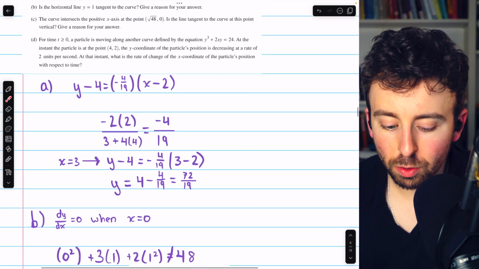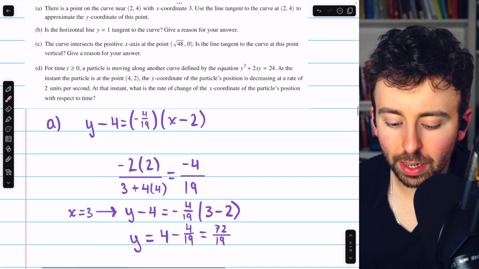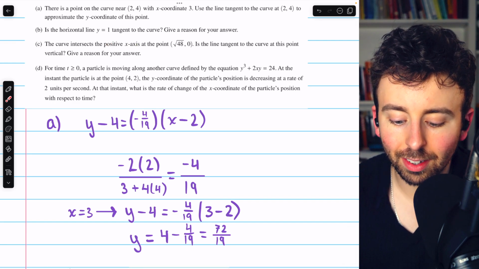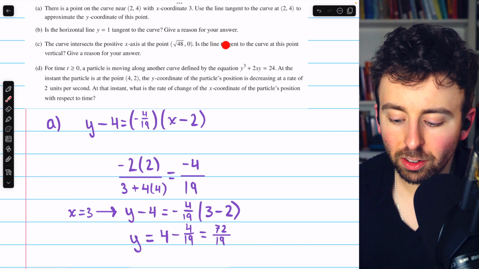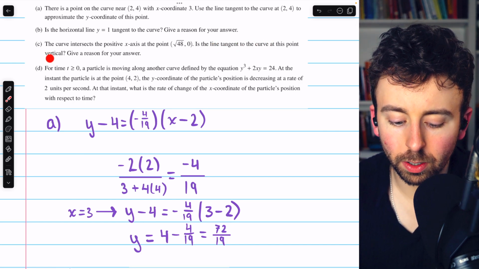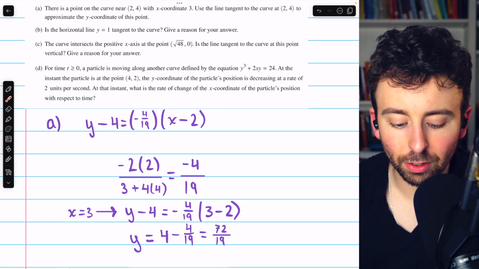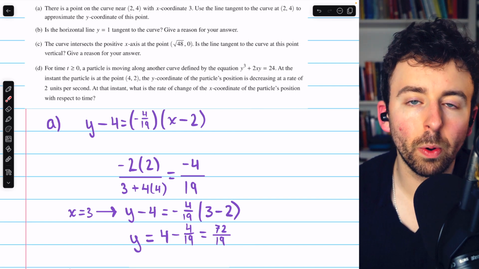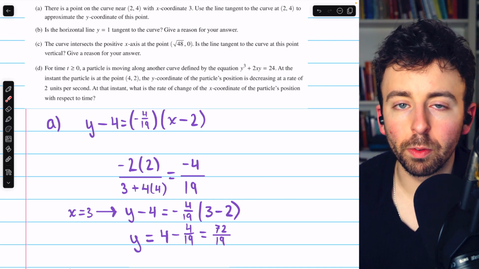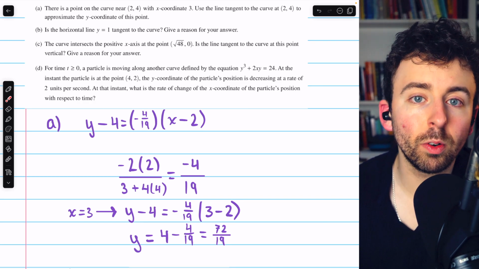All right, let's move on to part C. The curve intersects the positive x-axis at the point (root 48, 0). Is the line tangent to the curve at this point vertical? And give a reason for our answer. So we'll have to see what the slope of the curve is at this point, and if the slope is undefined, some finite number over 0, then the tangent would be vertical.